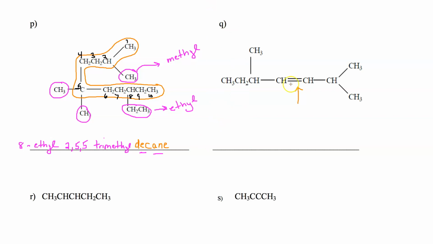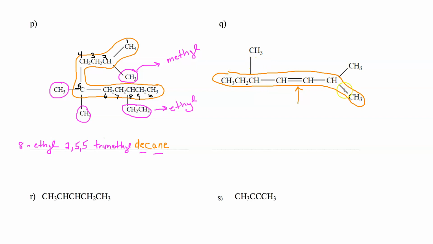All right, longest continuous chain. 1, 2, 3, 4, 5, 6, 7. 1, 2, 3, 4, 5, 6. 1, 2, 3, 4, 5, 6, 7. So my longest continuous chain is 7. So I'm going to draw it right here.